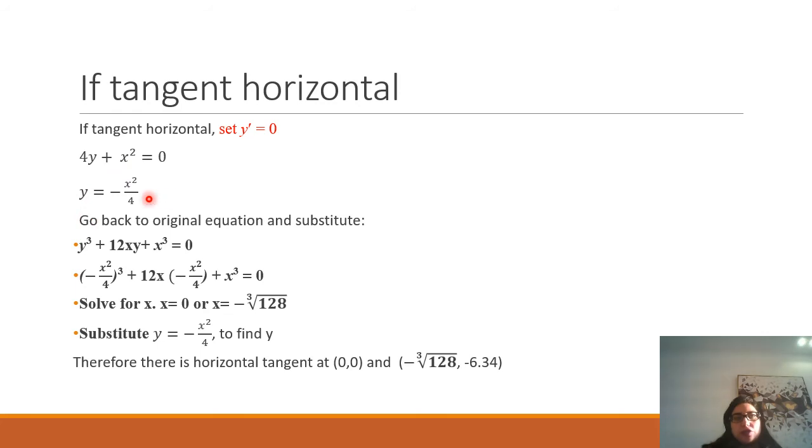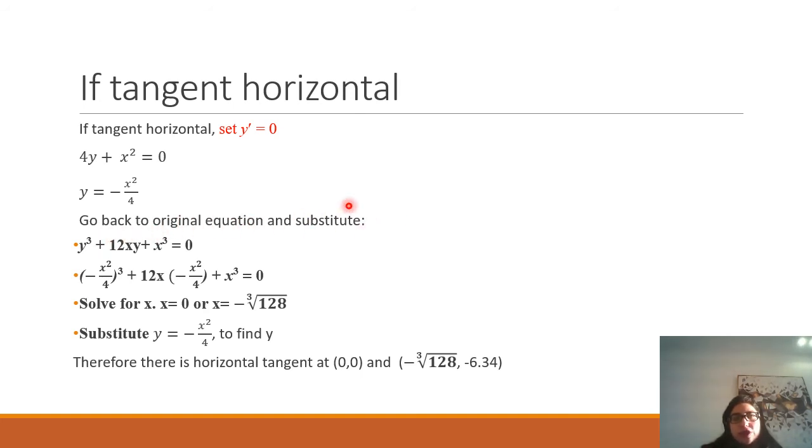Always rearrange so that the square is on the right hand side, because if you get x in terms of y, you're going to get two functions for x, because it's x squared, so it's going to be x equal plus or minus. But right now I'm just having one. Then what do I do? I go back to the original equation.